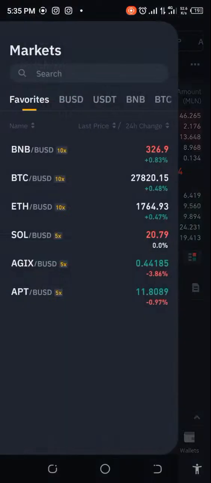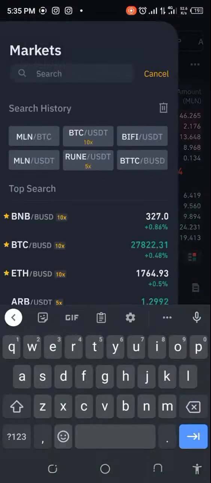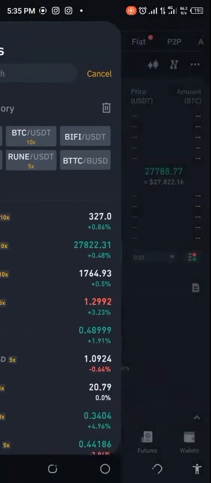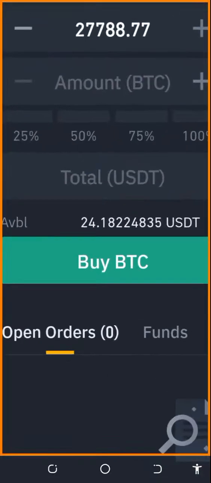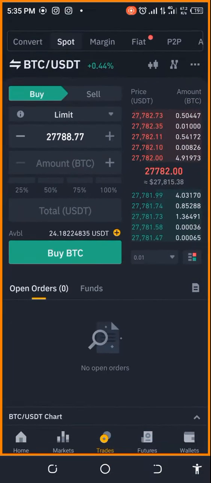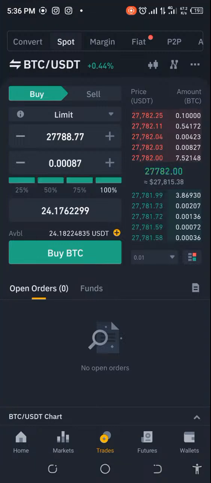Okay, so I'm just going to first of all go to buy BTC, because this is MLN BTC. That's where the opportunity is. So the first thing I need to buy is BTC. So I'm going to use, like I told you, $24.18. So I'm just going to pick that up. Okay, so that's giving me 0.0087. So I'll pick that.